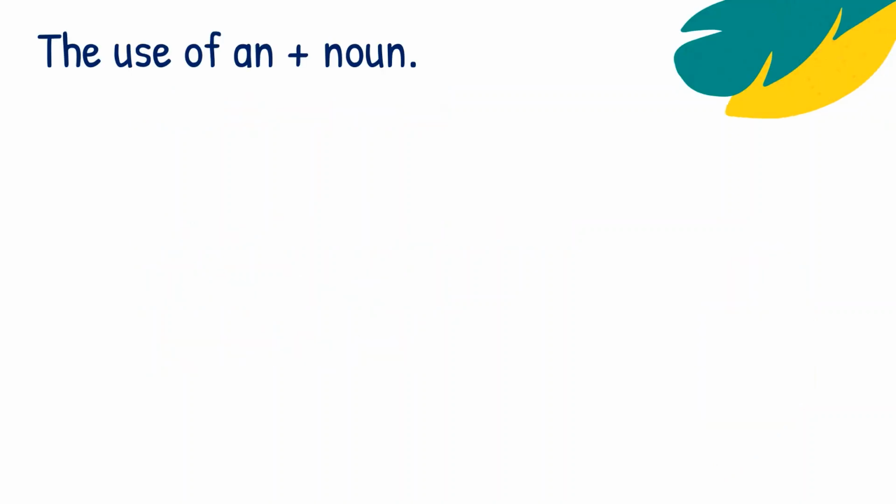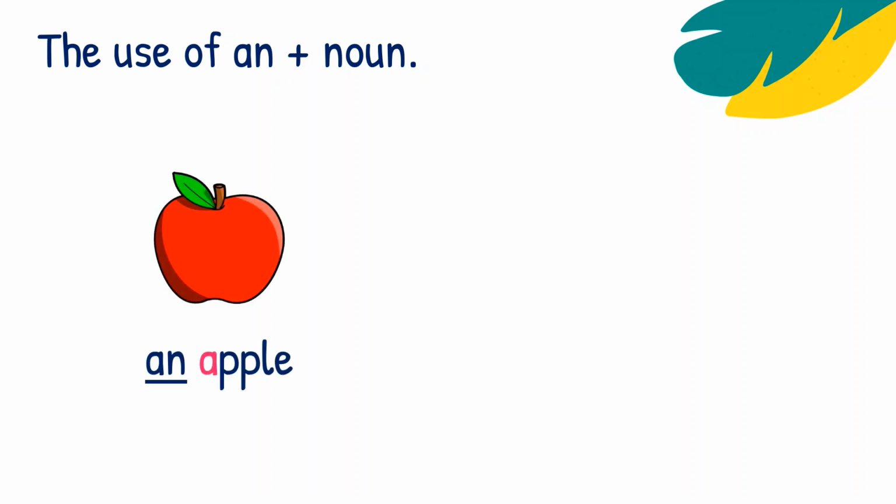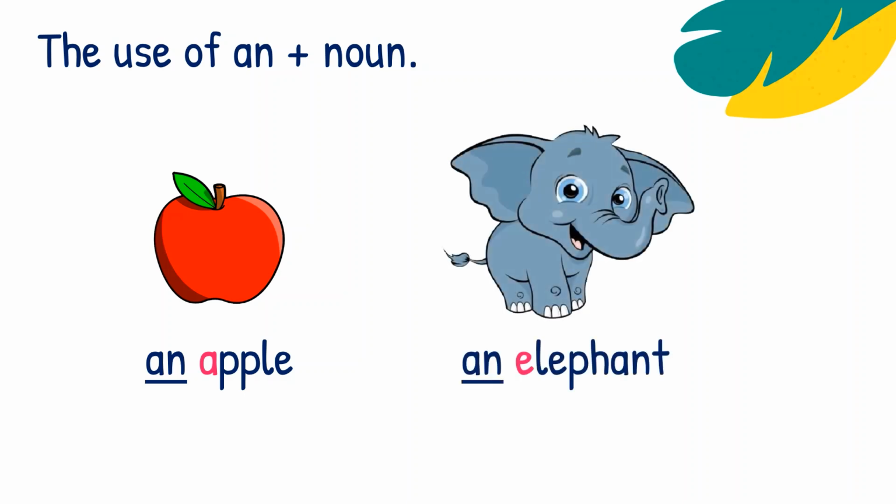The use of an plus noun. For example, an apple. The word that comes after an is apple. Apple starts with letter A, which is a vowel. Same as an elephant. The word that comes after an is elephant. Elephant starts with letter E, which is a vowel.